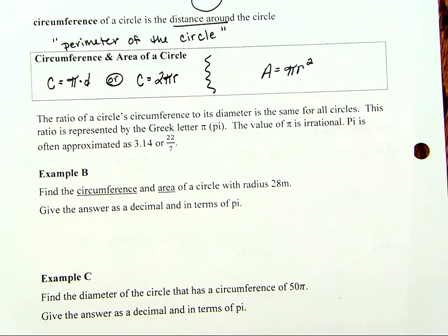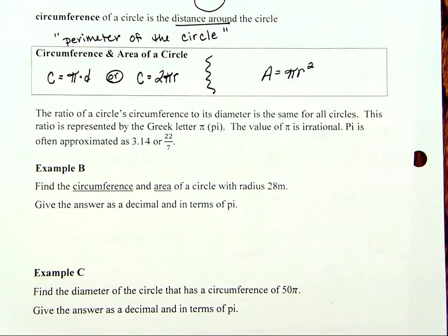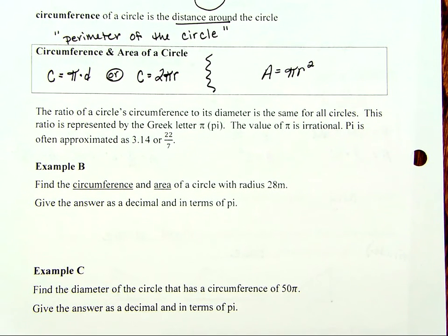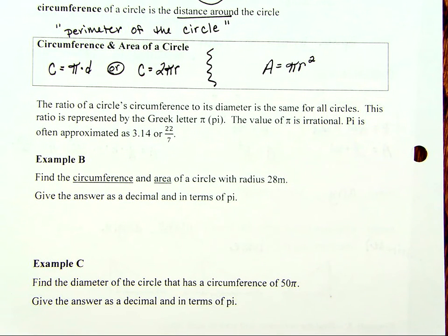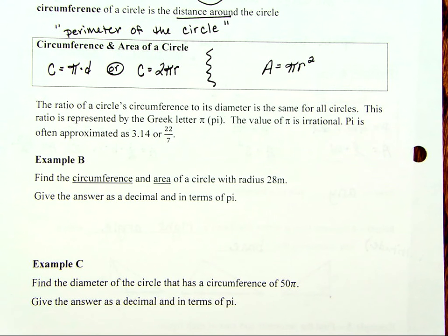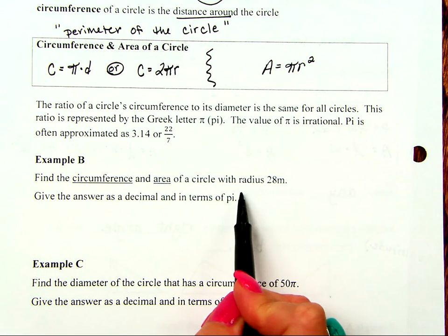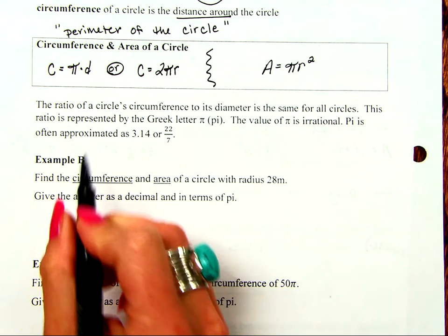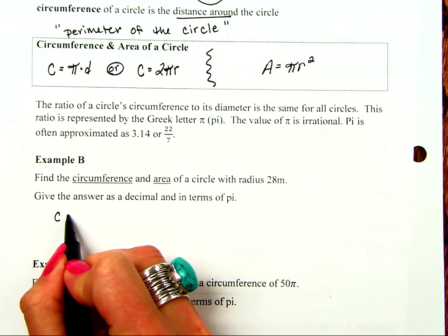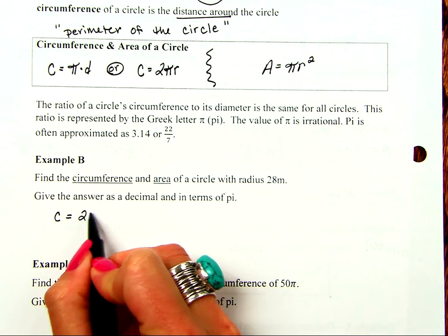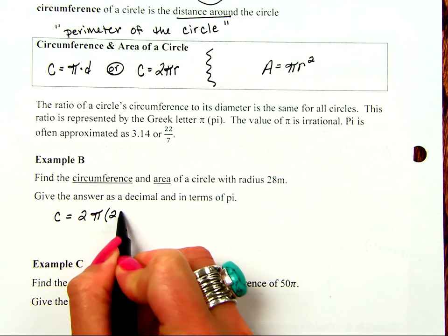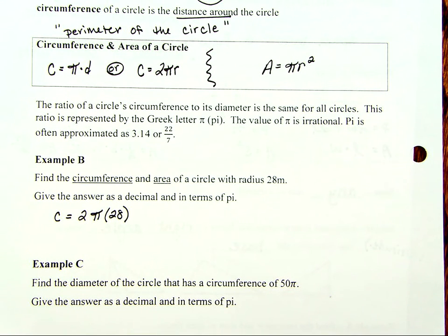Well, let's take a look at our last two examples, B and C. Example B asks us to find the circumference and the area of a circle with a radius of 28 meters. It says give the answer as a decimal and in terms of pi. So if we use our formulas, here my radius is 28. If I choose to use my circumference formula with radius, 2 pi r, I'm going to make that substitution there. I just need to simplify.